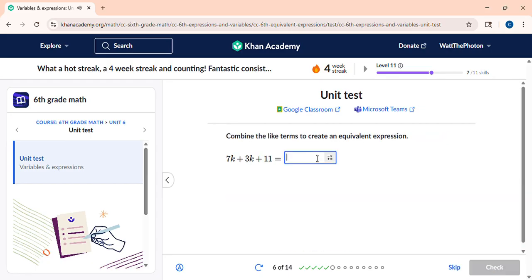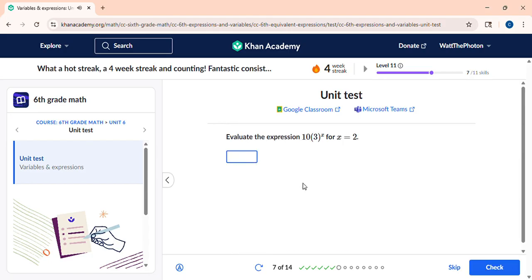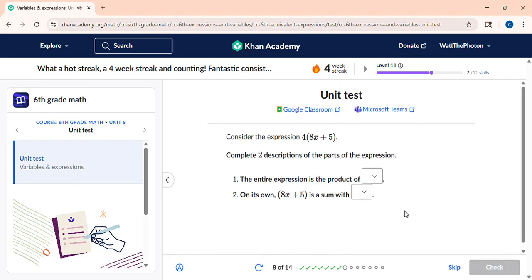Yay. Create like terms to create an equivalent expression. We have 10k plus 11. Evaluate the expression 10 times 3 to the power of x for x equal to 2. So that's 10 times 9, which is equal to 90. So again, 9 times 10, that's 90.